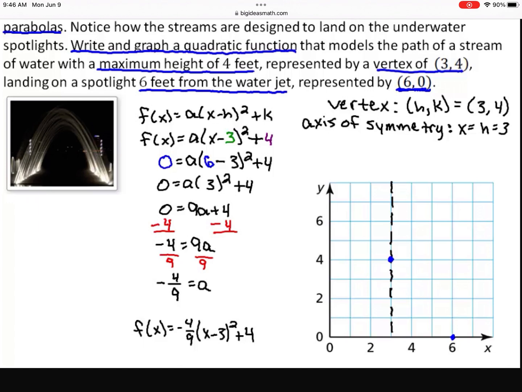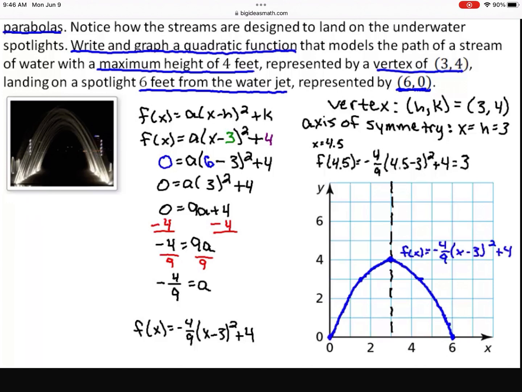When x equals 4.5, f of 4.5 equals negative 4 ninths times the quantity 4.5 minus 3 squared plus 4, which simplifies to 3. So plot the point (4.5, 3). Now reflect these points in the axis of symmetry. So plot (0, 0) and (1.5, 3). Then draw a smooth curve through the points.